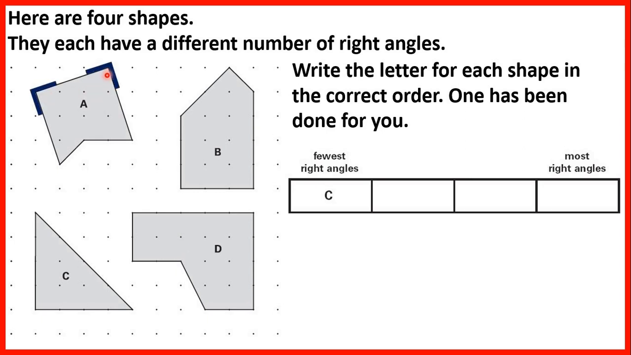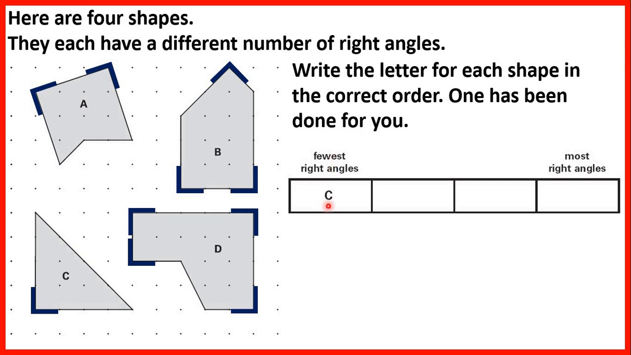A has 2 right angles because these angles here are the same size as the corner of a piece of paper. B has a right angle here and 2 right angles down here, so that's 3 right angles altogether. C only has 1 right angle, only has this angle here, and D has 4 right angles altogether because it has 2 right angles here and 2 right angles here.